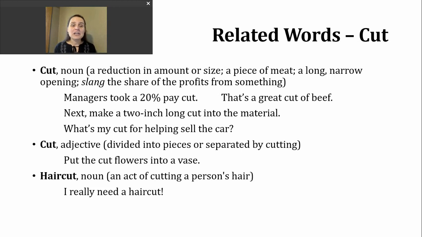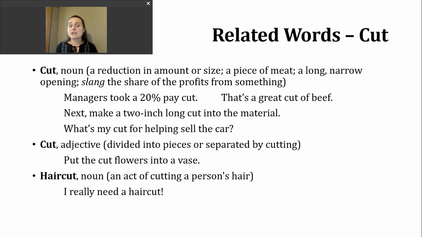Next, we're going to keep looking at this same word, cut, but now it can also be an adjective, right? And its meaning as an adjective is divided into pieces or separated by cutting. So here it is in a sentence. Put the cut flowers into a vase. So I think it's pretty common to hear this adjective used to describe flowers or diamonds, other jewels that perhaps have been divided into pieces, separated or shaped in a particular way.